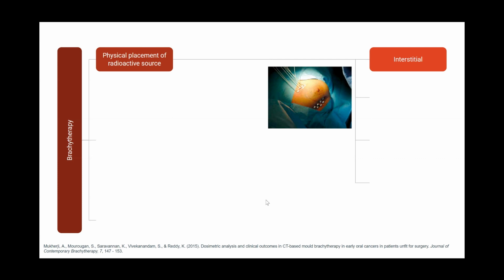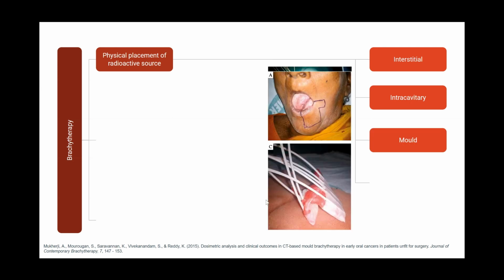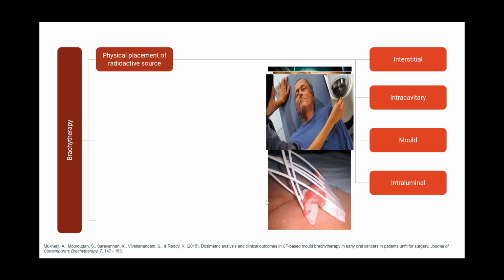Now, for brachytherapy and the radiobiological dose rate effect. Brachytherapy can be divided according to three ways. First is by the physical placement of the source. It can be interstitial, where needles are put in. Intracavitary, where the source is put into a cavity. Mold, where it is basically put over a surface for superficial tumors. And intraluminal, where it is put into a lumen like the esophagus or trachea.